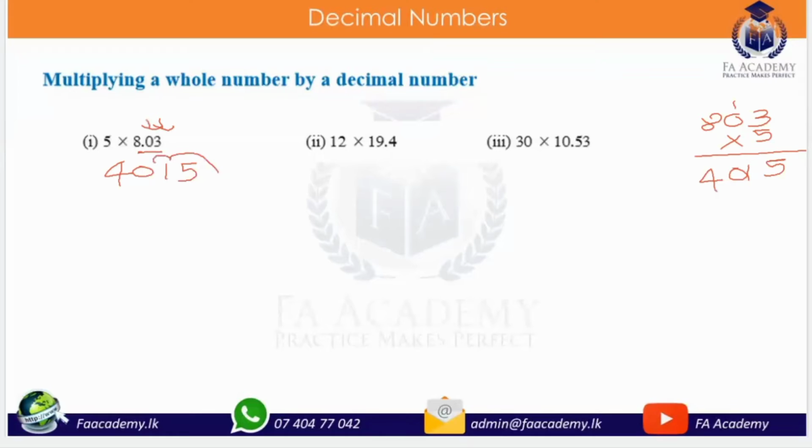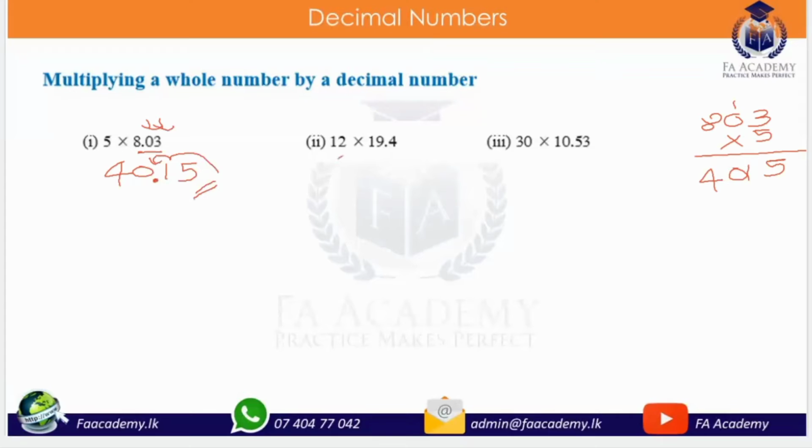So I'm moving 2 decimal places, I mean 2 decimal points backward. I just moved it backwards twice, and I have kept the answer as 40.15. So that will be the answer. So the very first step is to forget about the decimals, multiply as usual, then check how many decimal places there are, then keep the relevant decimal places in your answer.